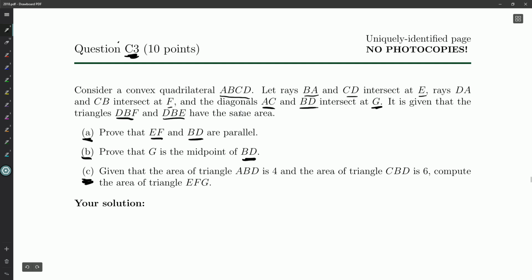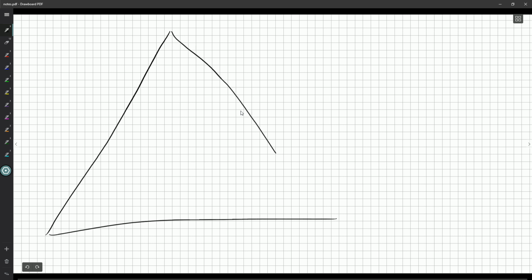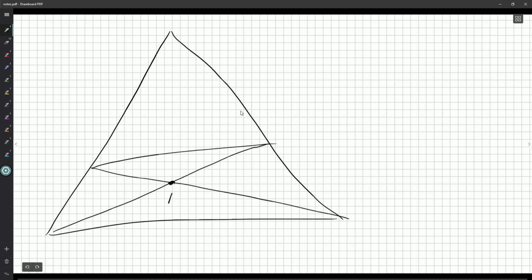All right, given that the area of ABD is 4 and CBD is 6, compute the area of EFG. Okay, so we'll draw our big picture. A nice triangle there, parallel line. So A is here, G is somewhere on BD.